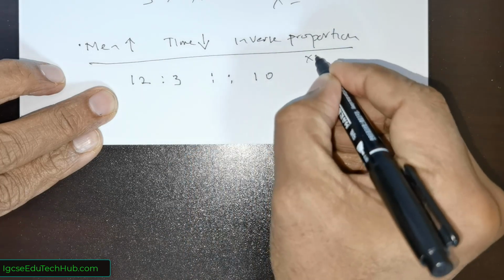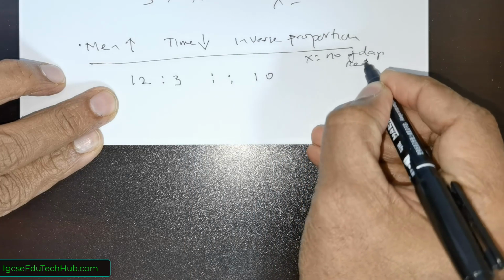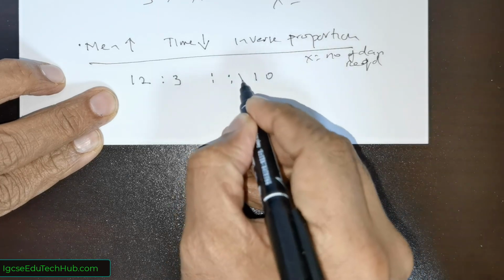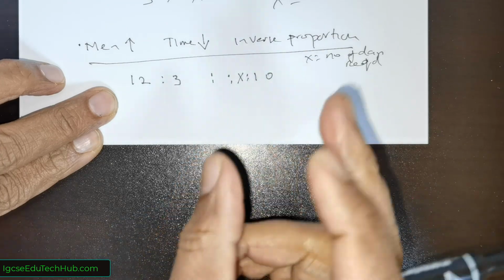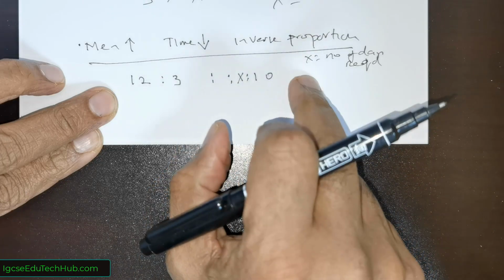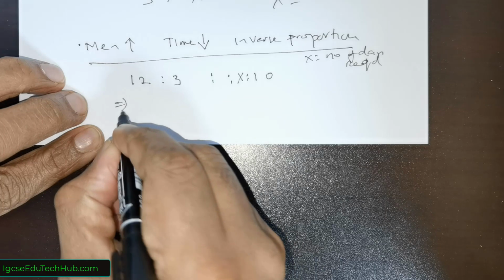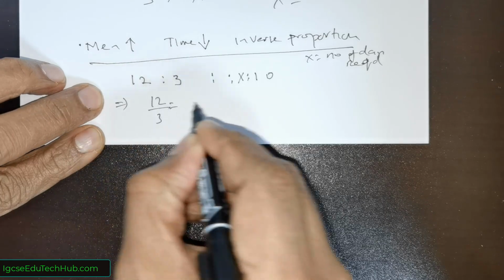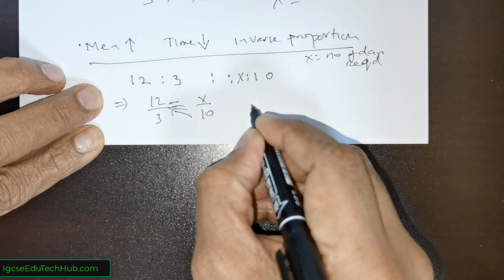So if X be the number of days required, okay, so the proportion is going to be X to 10. So because of the fact that it's an inverse proportion, we cannot write X on this side. We got to write X over here. Okay, so the system is going to be 12 over 3 is equal to X over 10. You cross multiply.